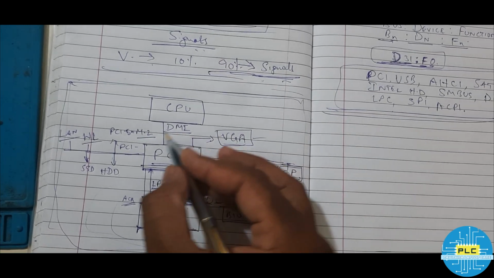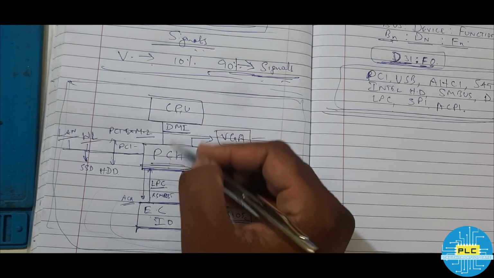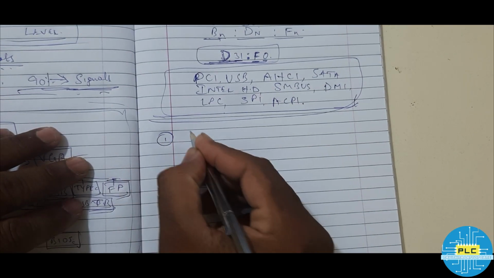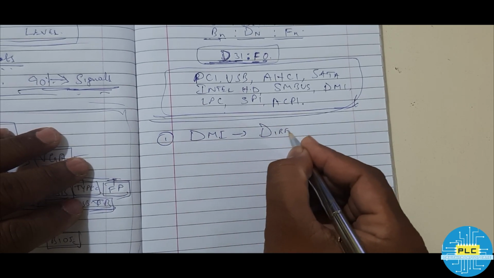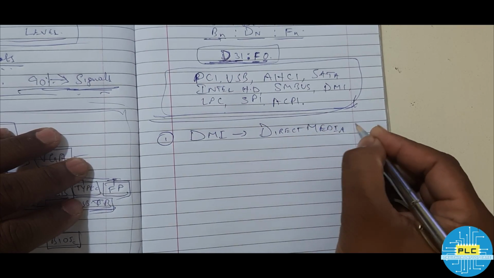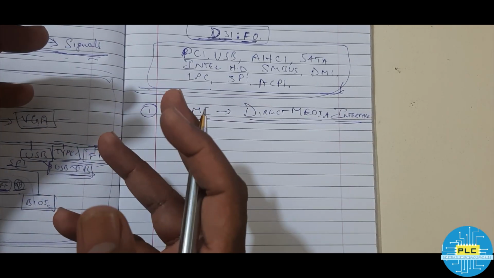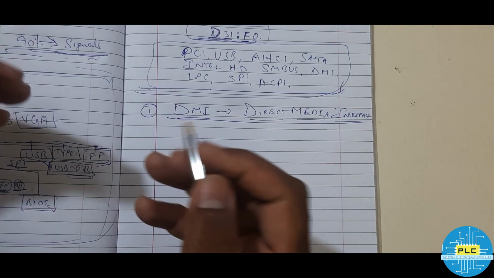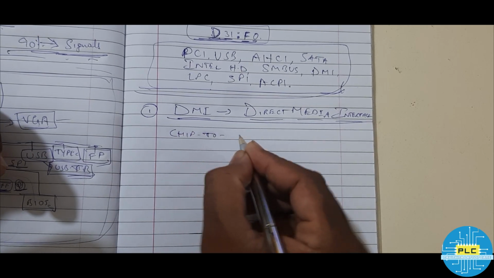In this I told it's a DMI. DMI is the communication between PCH and CPU. What is that DMI? It means Direct Media Interface. It has high-speed buses. It's a chip-to-chip connection between the processor and PCH.